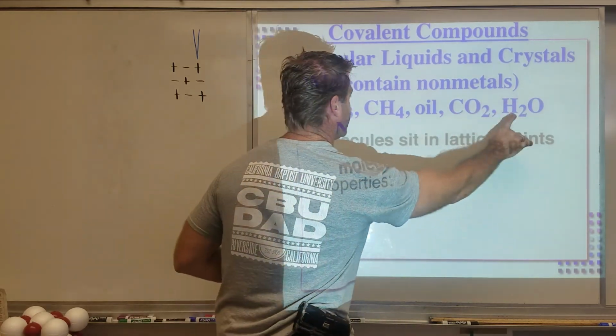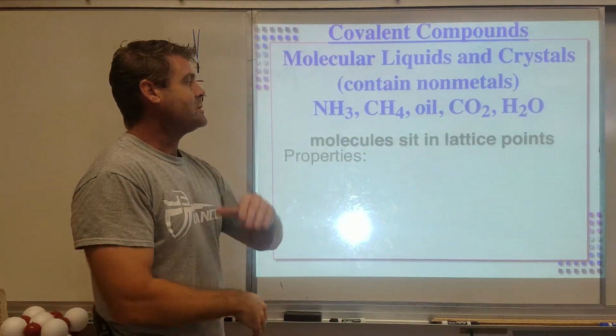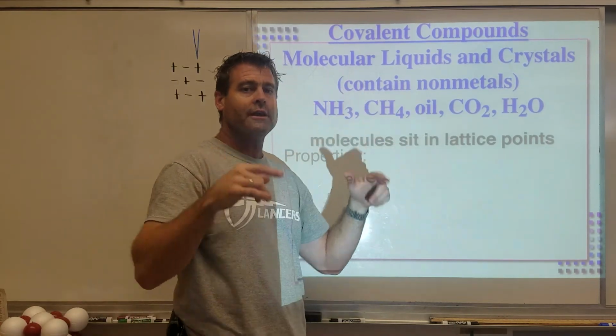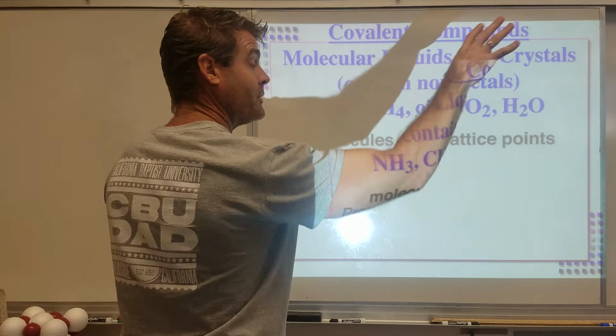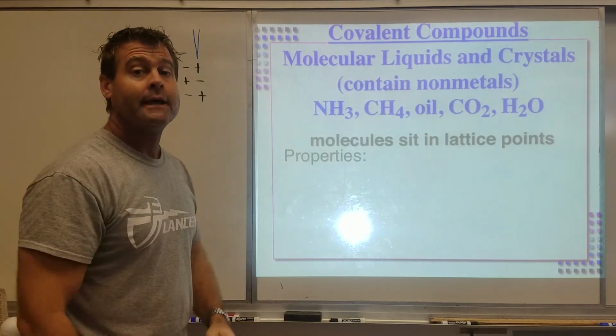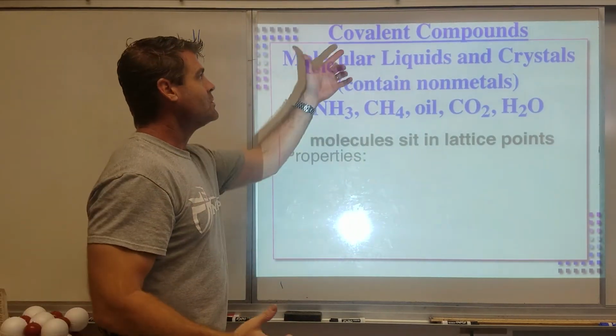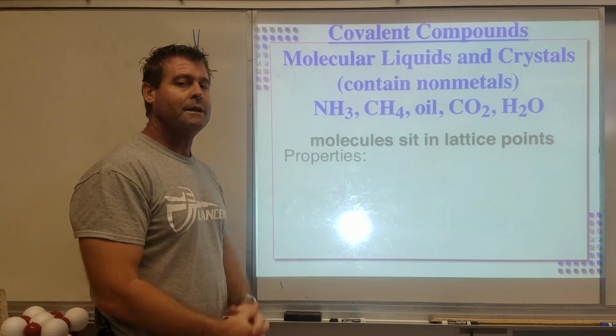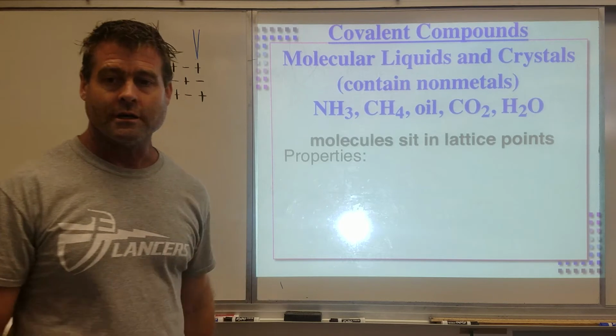Look at all those compounds that you see there. What do you guys notice about all the atoms? Nitrogens, carbons, hydrogens, oxygens. Where are they on the periodic table? They're all on the right side. They're all non-metals. So covalent compounds are those compounds that form as a result of combination of non-metals. Okay? So here are some properties.